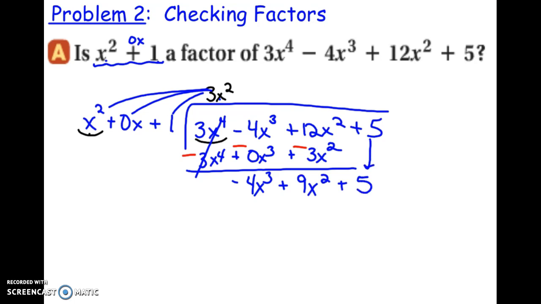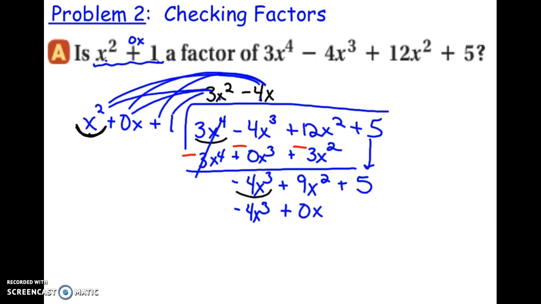And back to the beginning, what do we multiply our x squared by to make it be exactly negative 4x cubed? So it needs to be a negative 4x. And again, I'll distribute all 3 of those. So negative 4x times x squared is negative 4x cubed. Negative 4x times 0 is going to be 0x squared. I like to write it to hold the place. Negative 4x times 1 is negative 4x.